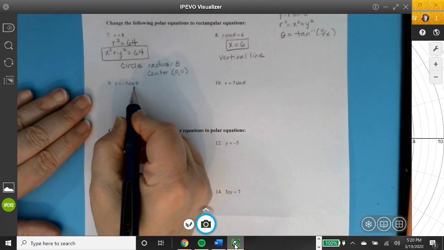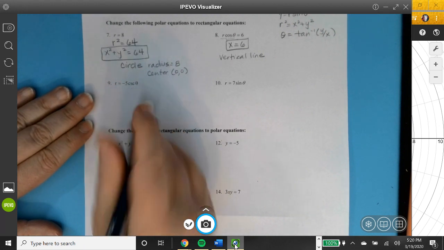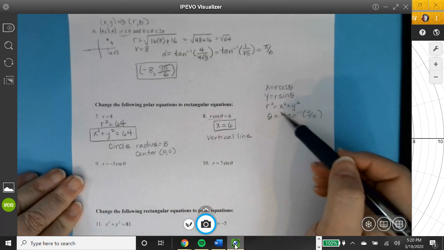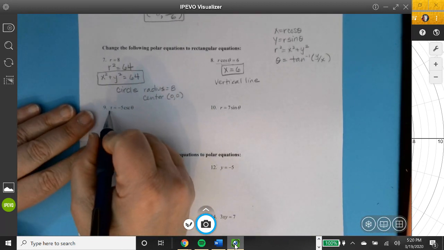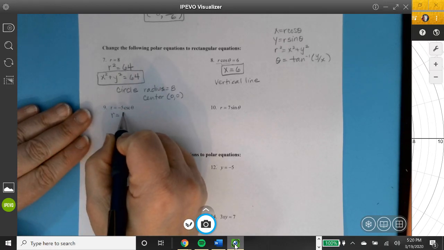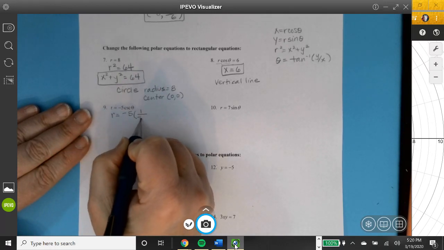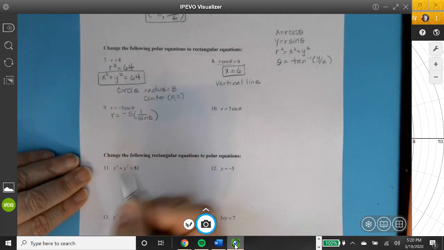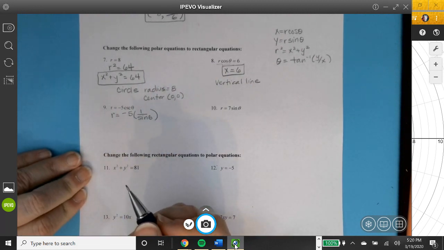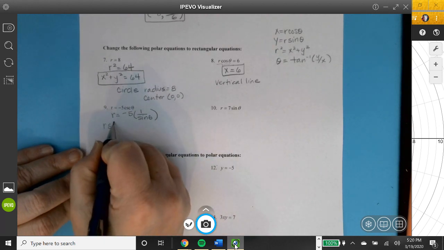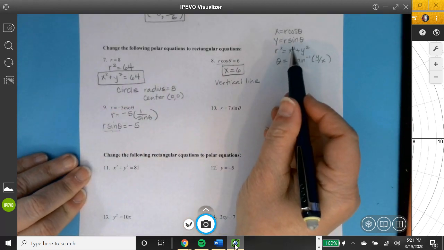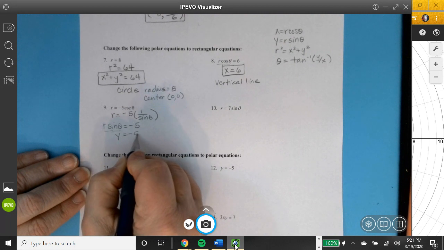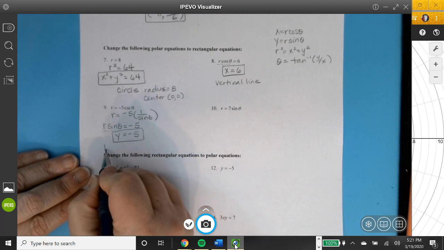R equals negative 5 cosecant theta. Now, I don't have a pillar of polar here that has anything to do with cosecant. So I'm going to change the cosecant to what I know it to be true. So R equals negative 5 times 1 over sine theta, because remember, cosecant is 1 over sine theta. Okay, and then I'm going to multiply both sides by sine theta. And I get R sine theta equals negative 5. And there I see another pillar of polars, so that's just y equals negative 5. And that's a horizontal line.